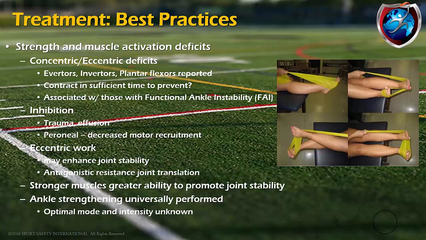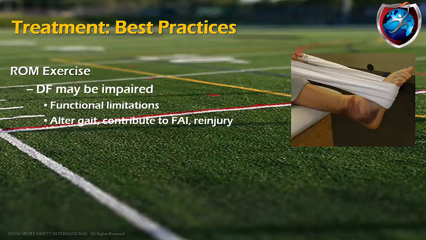Ankle strengthening exercises are universally performed as part of a comprehensive rehabilitation program. However, the optimal mode and intensity of exercise used during rehabilitation are unknown. Clinical consensus suggests both open and closed chain exercises in a variety of modes should be performed to enhance muscle strength. After an ankle sprain, ankle dorsiflexion range of motion may be impaired, which can lead to functional limitations in gait and contribute to functional ankle instability, or FAI, and re-injury.